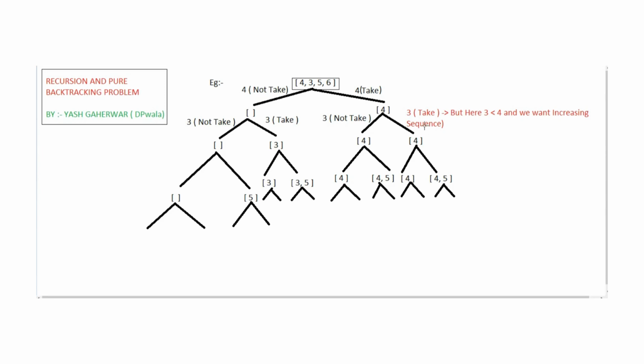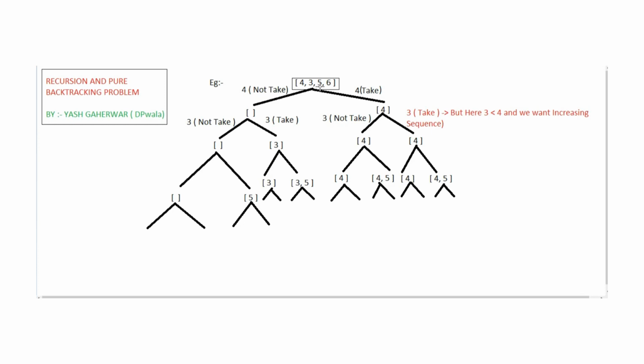So in this case we do not take 3. So here the two conditions that we have checked are, first, that we are taking it and not taking it, and second, that we need to take only those numbers where the current number that we are adding must be greater than the previous number, or we can say the last number that is already present in that array, because otherwise it will not generate a non-decreasing subsequence.